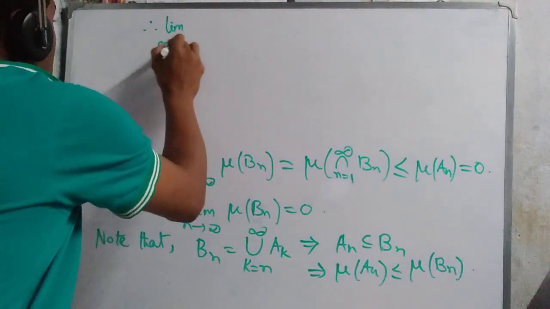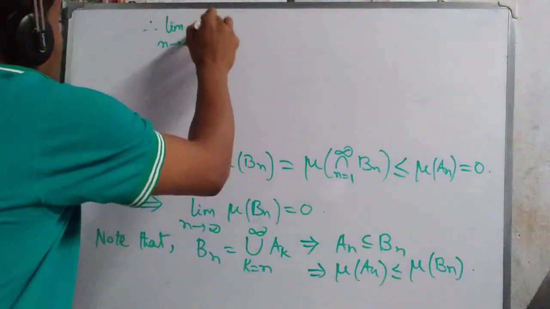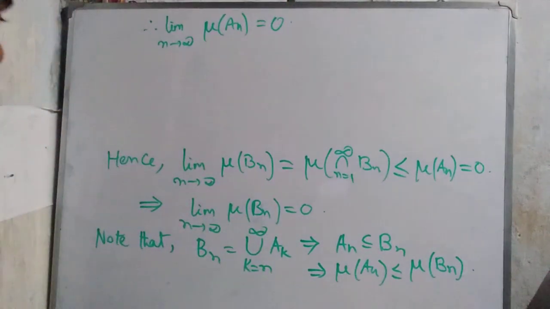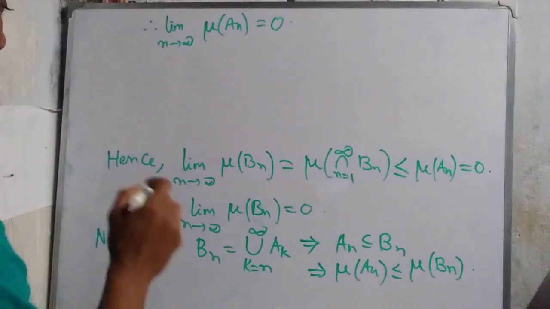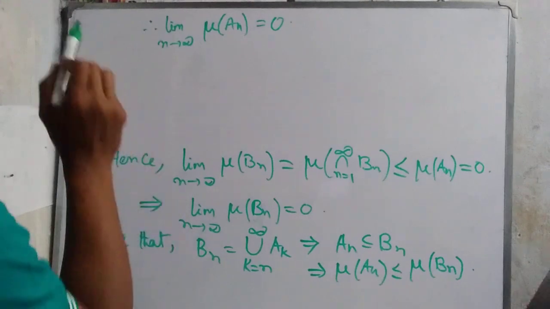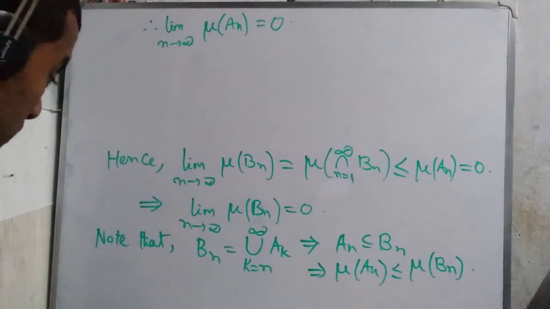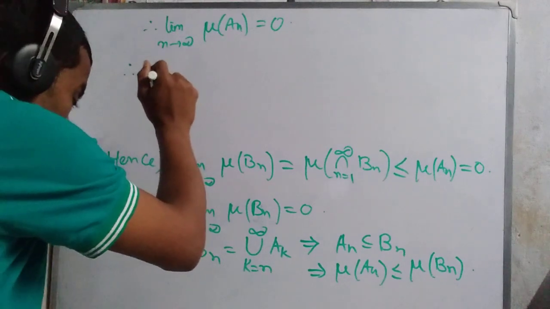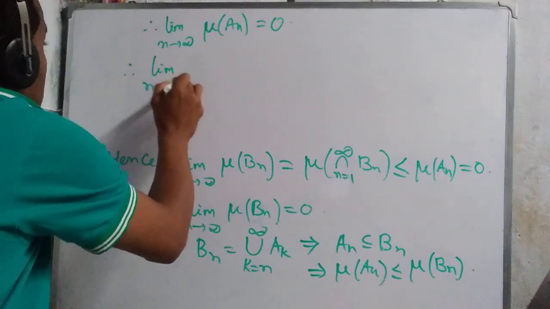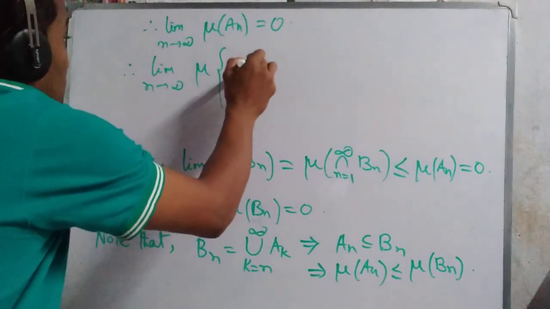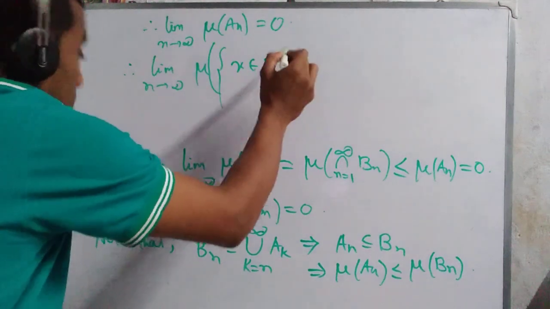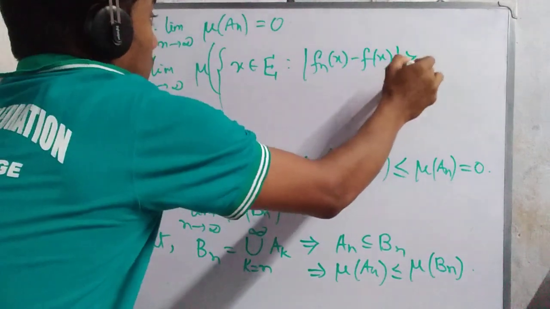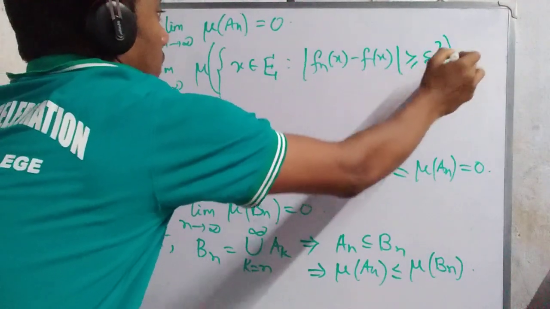Therefore the limit as n tends to infinity of mu A_n equals 0. So mu B_n equals 0, then mu A_n is less than or equal to mu B_n, therefore the limit as n tending to infinity of mu A_n equals 0. Now this implies that the limit as n tending to infinity of mu of the set of x belongs to E such that the modulus of f_n(x) minus f(x) is greater than or equal to epsilon equals 0.